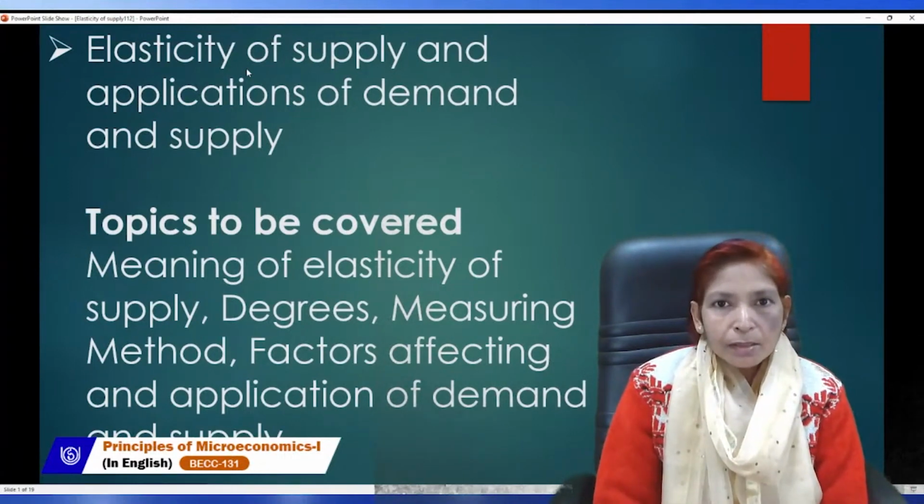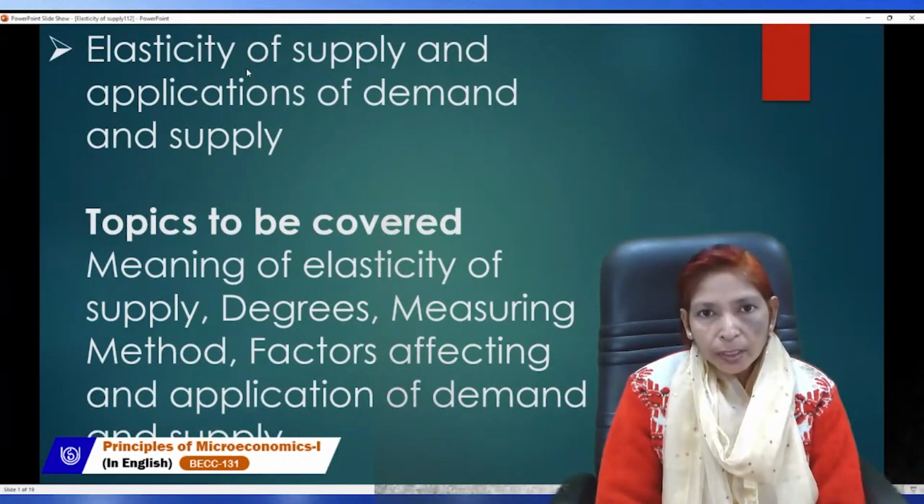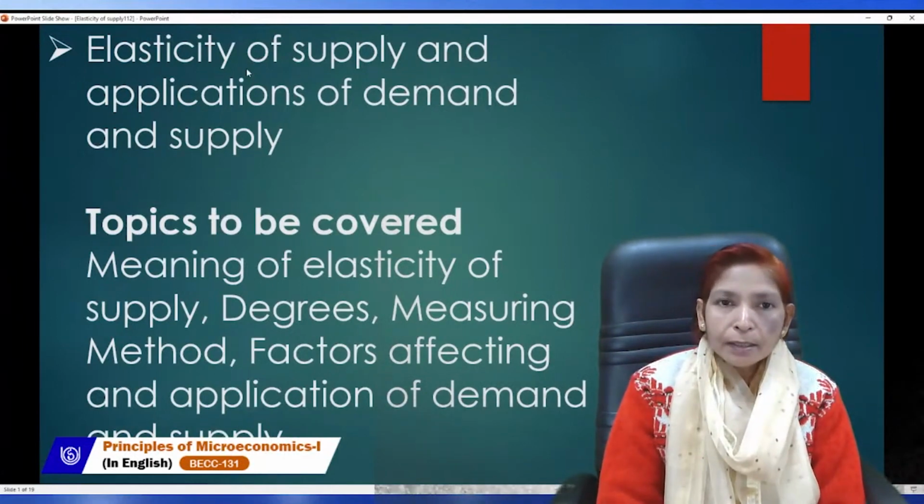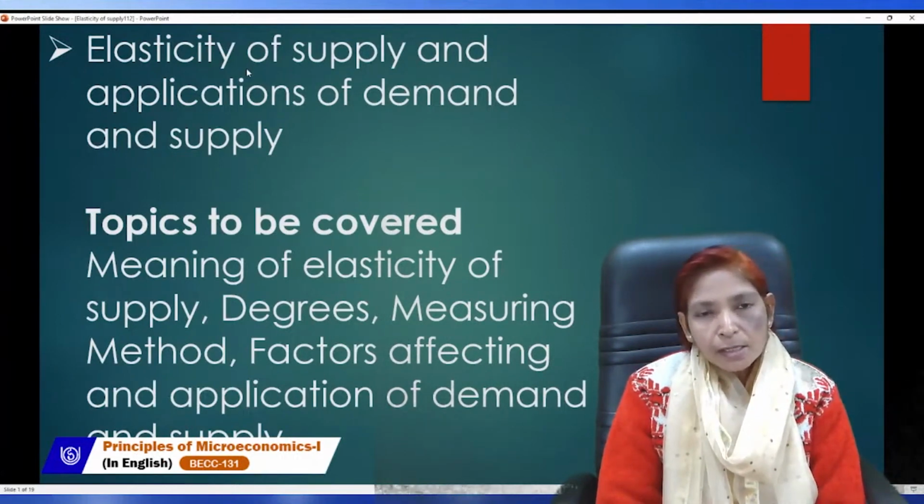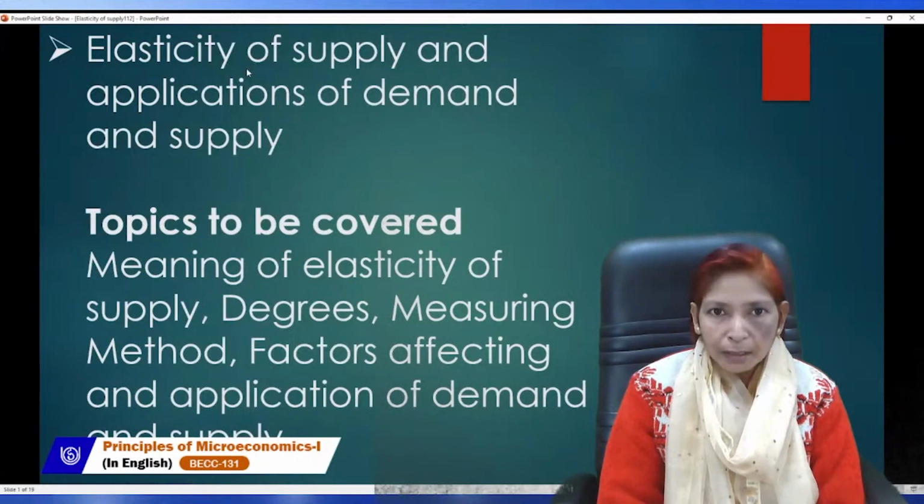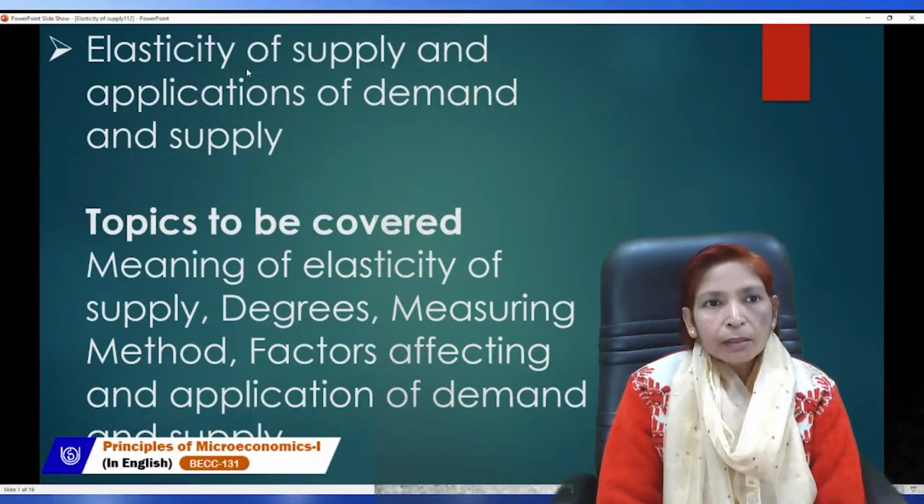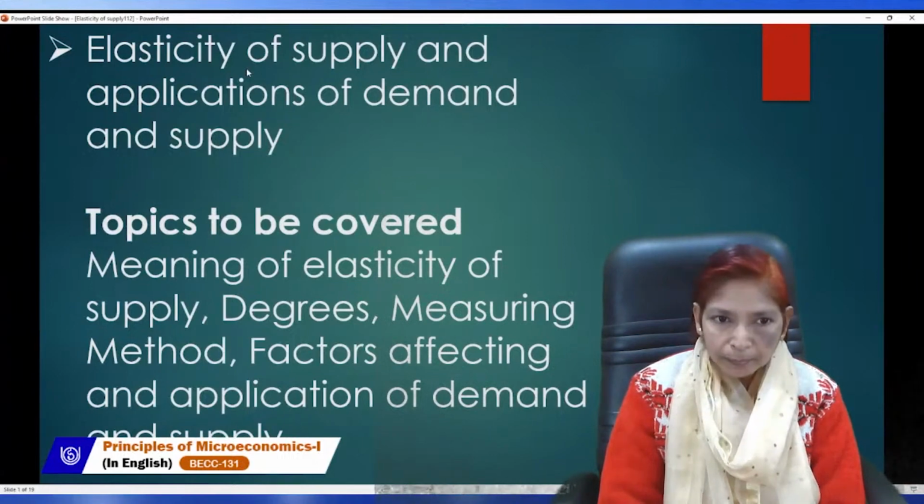I have discussed so many topics of this unit, like scarcity and problem of choice. Next, you have done theory of demand, elasticity of demand and theory of supply. Today, we will discuss elasticity of supply and applications of demand and supply.